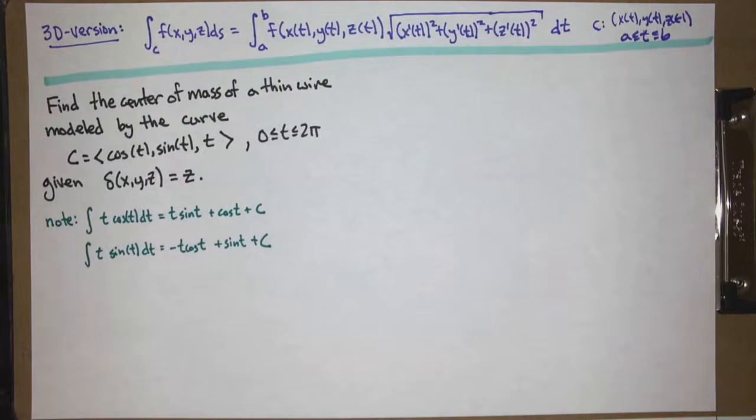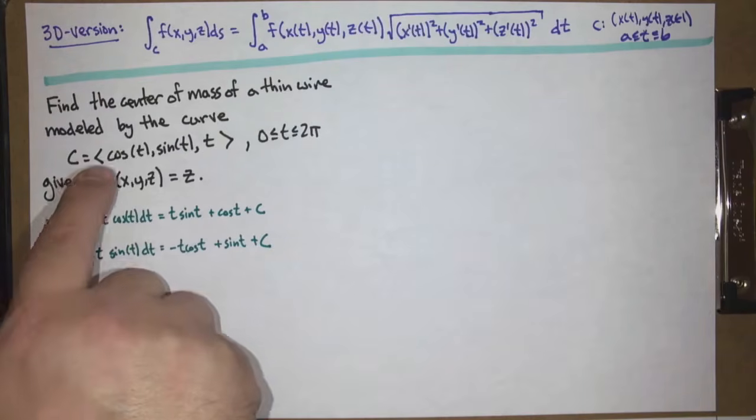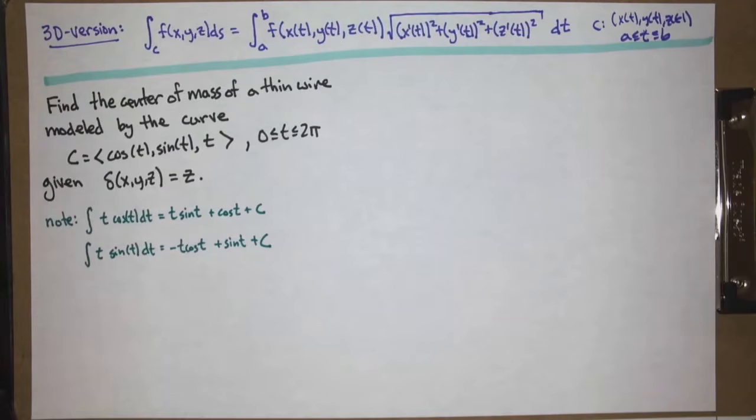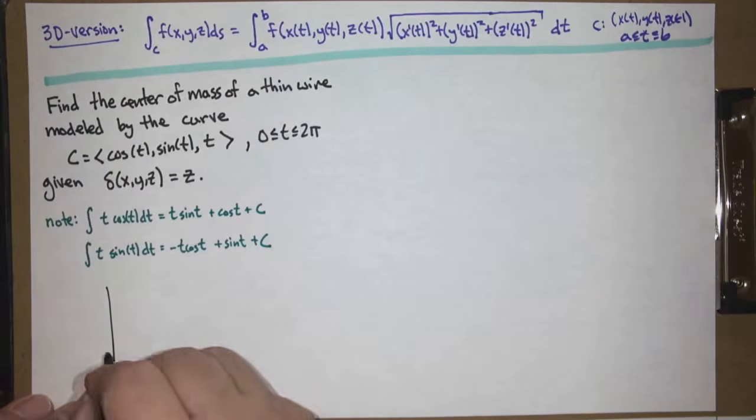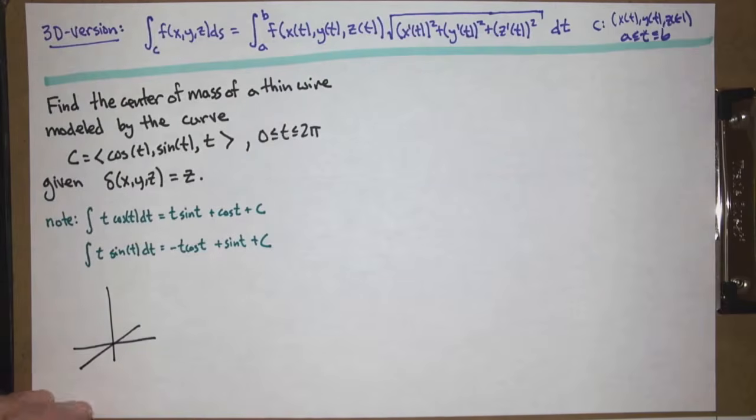So here's a question. Find the center of mass of a thin wire modeled by this curve. So this is our curve, c equals cosine t, sine t, comma t. Does anybody recognize what this curve looks like? It is the helix. Yes.